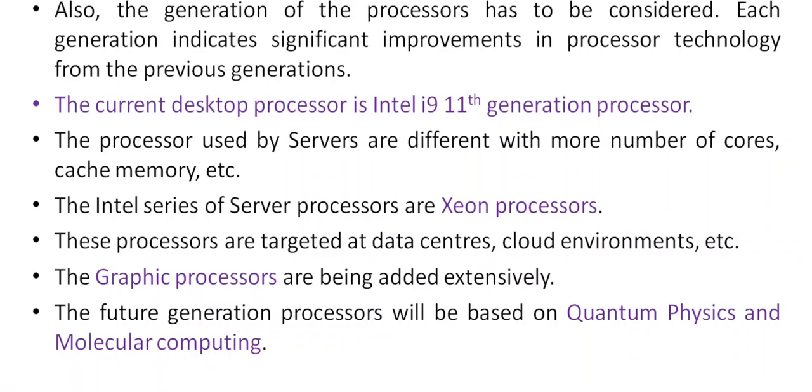The current desktop processor is the Intel i9 processor, 11th generation. The processors used in servers are a little bit different. i7 and i9 are used in desktop systems or laptop systems. If we consider servers, the processors used come under the brand name Xeon. These Xeon processors are used in servers, and servers are generally placed in data centers, cloud environments, etc.